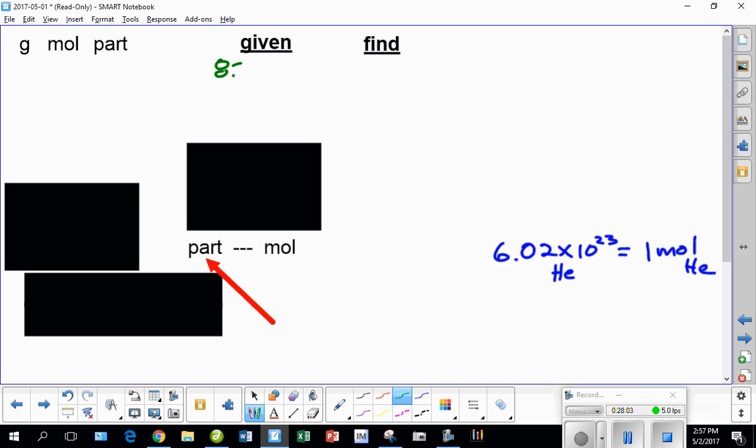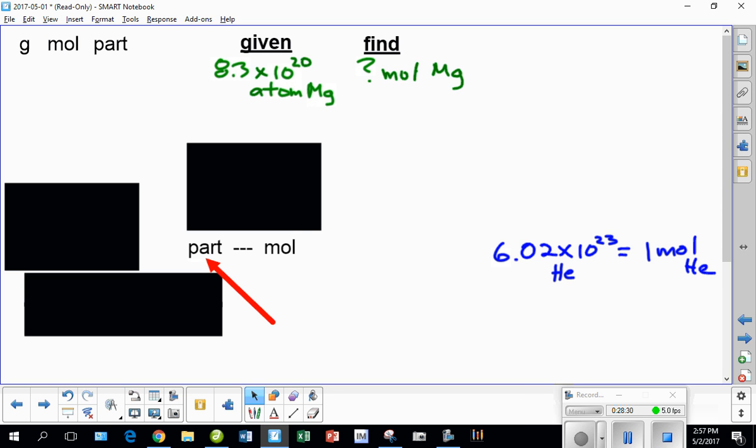Okay, Pirelli, since we're talking about particles, here's your number: 8.3 times 10 to the 20th atoms. You pick the atom. Magnesium. Okay, we got magnesium. And so what are we supposed to find in this one? The moles. Moles of magnesium. All right, Pirelli. What is our first fraction going to look like?